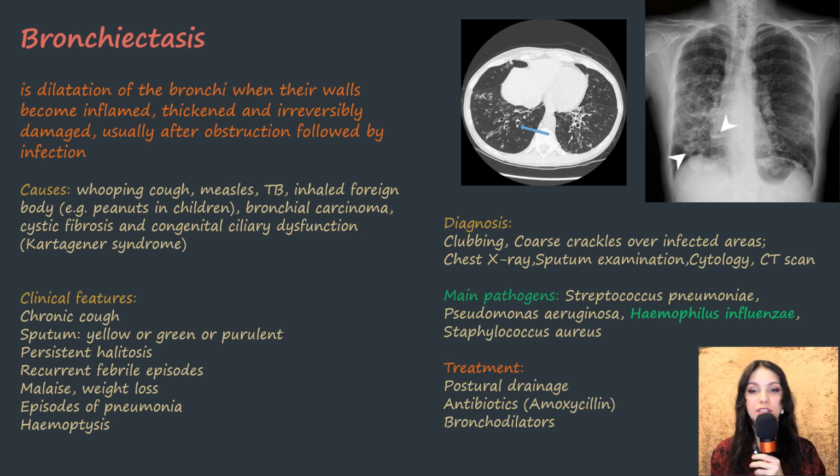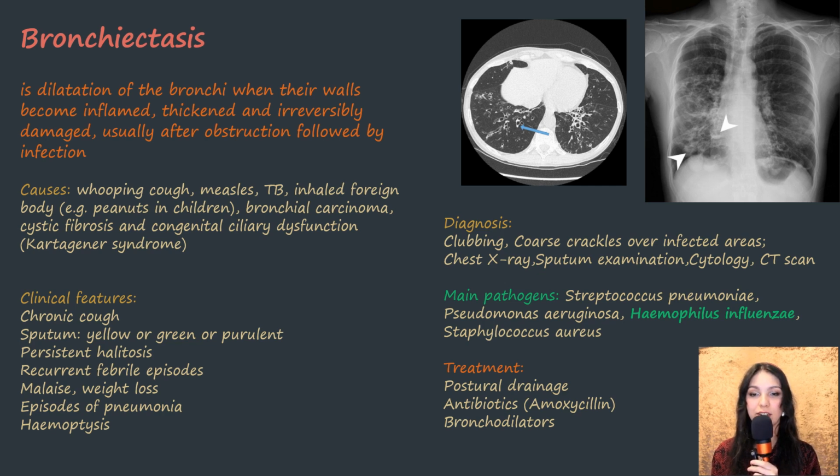And clinical features: chronic cough, worse on walking. For mild cases, yellow or green sputum, especially after infection. For advanced cases, profuse purulent offensive sputum, persistent halitosis, recurrent febrile episodes, and malaise, weight loss. Also, episodes of pneumonia, hemoptysis, which could be blood-stained or massive. On examination, you can see coarse crackles over infected areas.